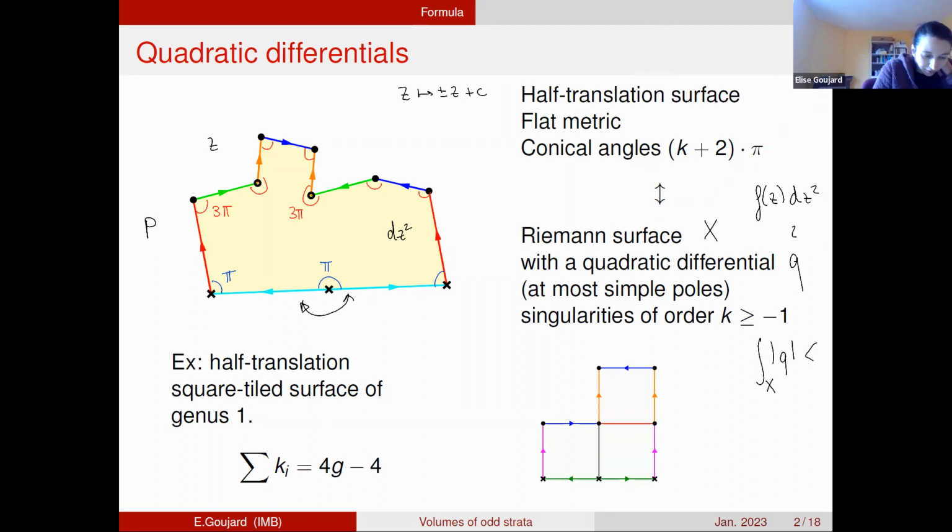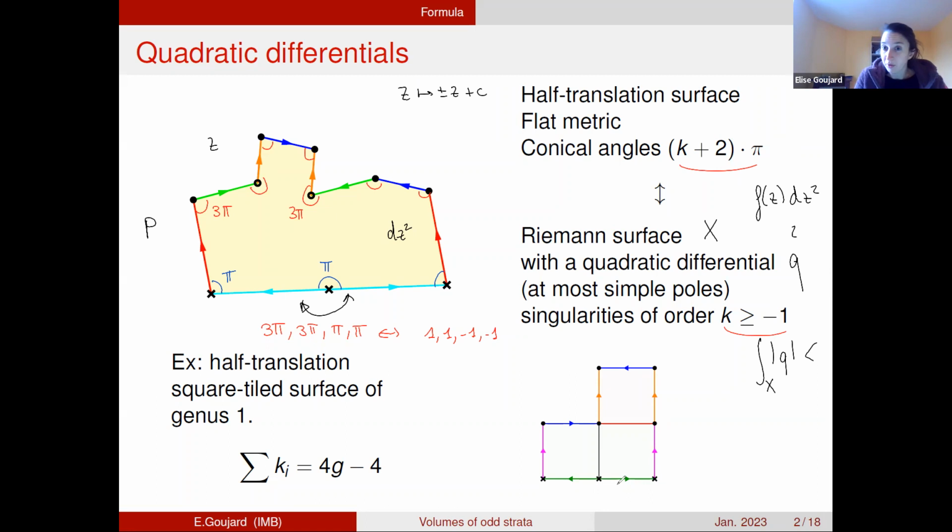Here the surface has 4 singularities of angles 3 pi, 3 pi, pi, and pi. This corresponds to singularities of the quadratic differential of orders 1, 1, minus 1, and minus 1. Basically, it's a small complex geometry computation to check that the conical angles that you get for the flat metric are equal to k plus 2 times pi, where k is the singularity order.